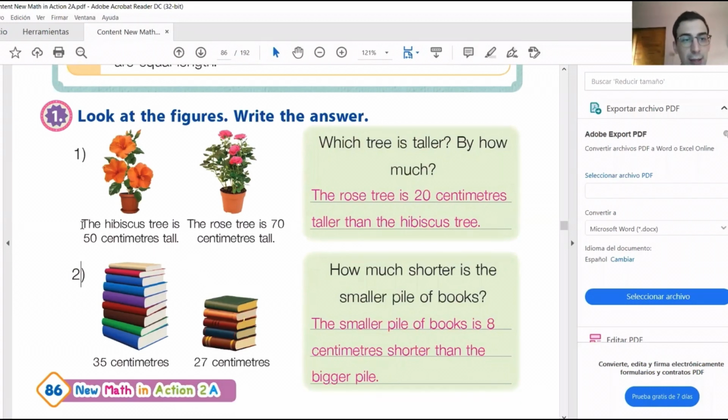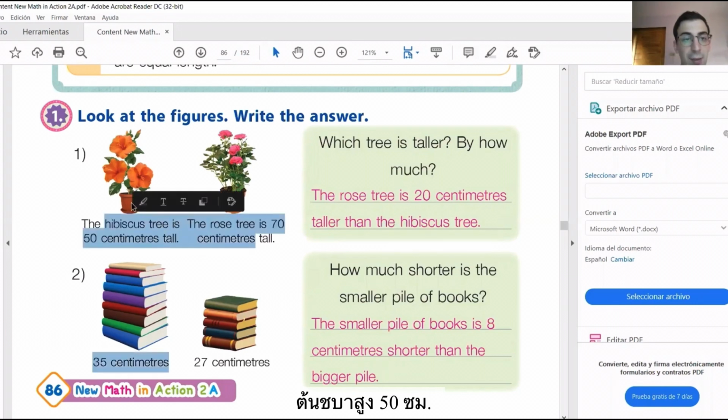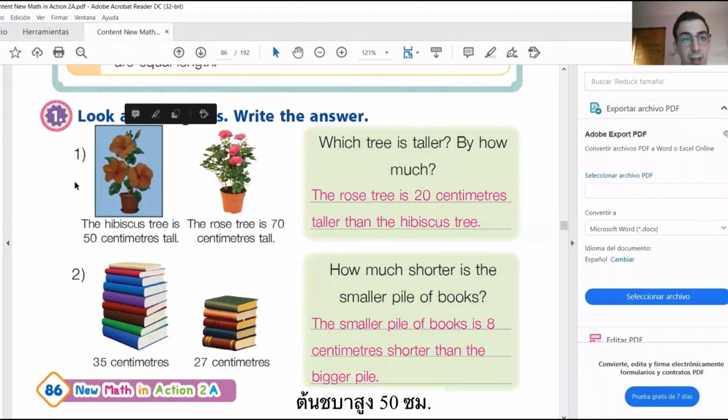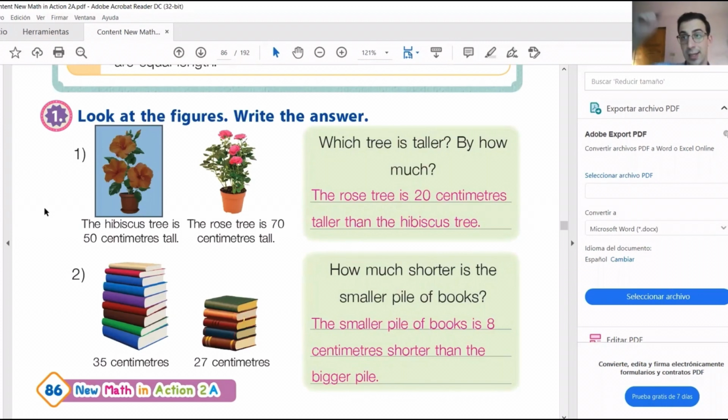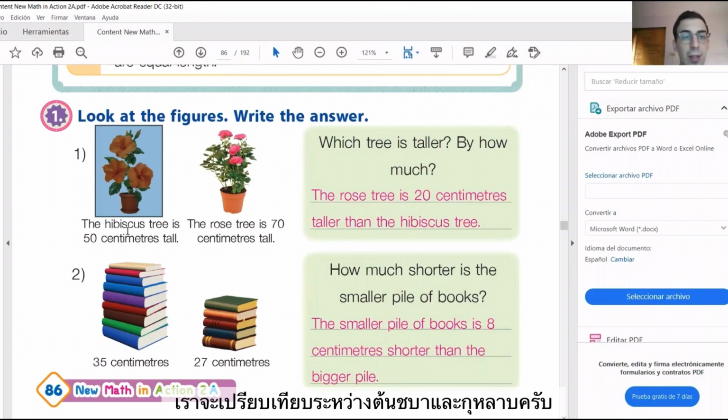Let's read here together. Can you read with me, please? I read and you follow me. The hibiscus tree is 50 centimeters tall. This is a hibiscus tree, and it is 50 centimeters tall. We don't talk about length but about height, because this item is in a vertical position. And we are comparing this hibiscus tree with another tree.